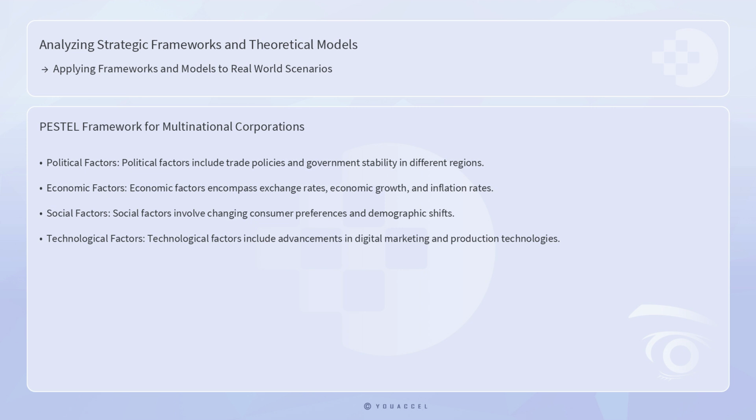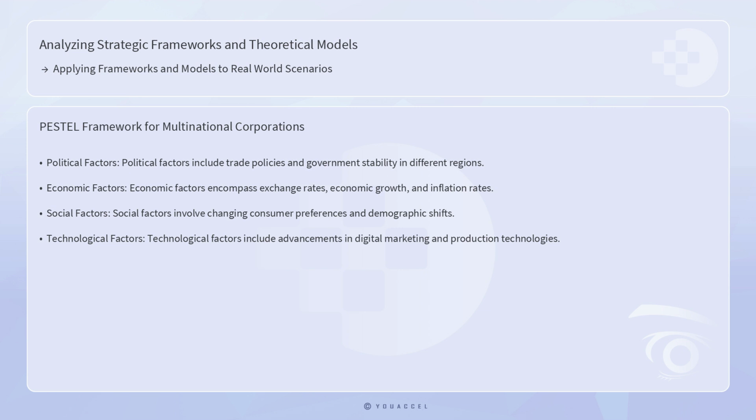The PESTEL framework, which stands for Political, Economic, Social, Technological, Environmental, and Legal Factors, is instrumental in analyzing the macro-environmental factors that impact an organization. For a multinational corporation like Unilever, the PESTEL analysis provides a comprehensive understanding of the external environment. Political factors include trade policies and government stability in different regions. Economic factors encompass exchange rates, economic growth, and inflation rates.